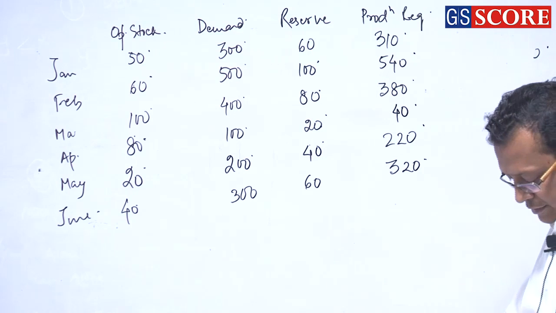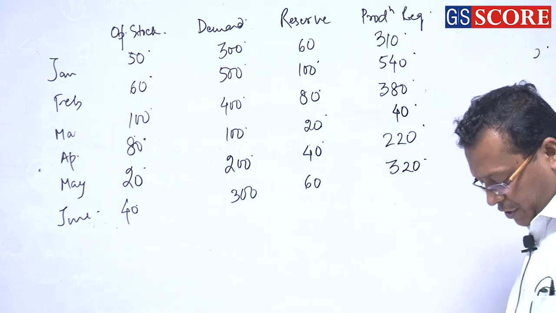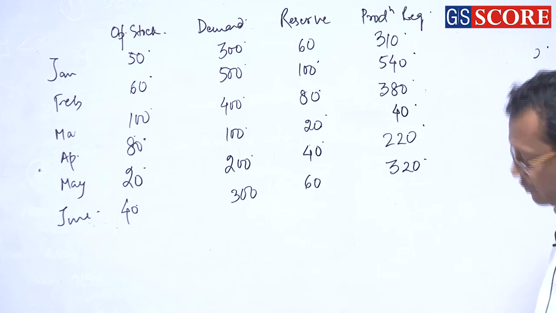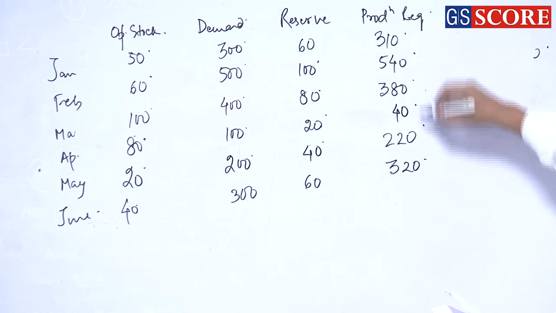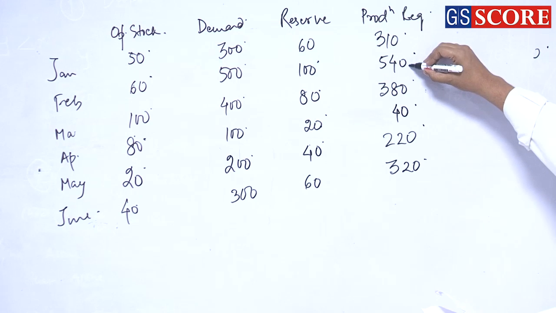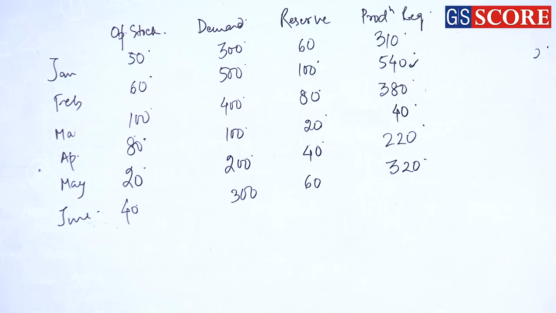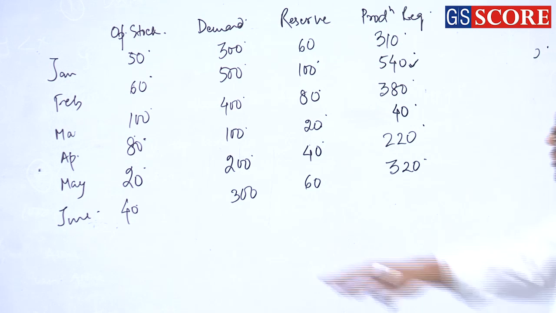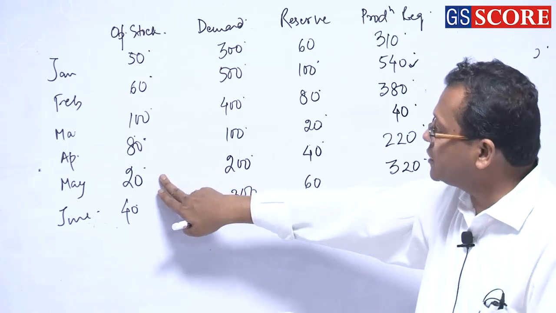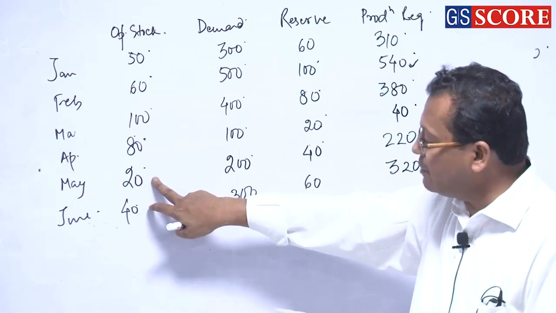Right? Then comes question number 13. In which month is the production requirement highest? As you are seeing, February has the highest production requirement. So the answer for question number 13 will be Feb. In which month is the opening stock the lowest? May, the opening stock is the lowest. So the answer for 14 will be May.